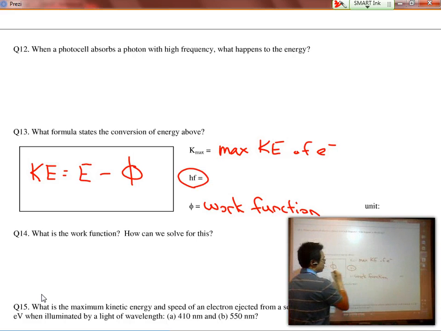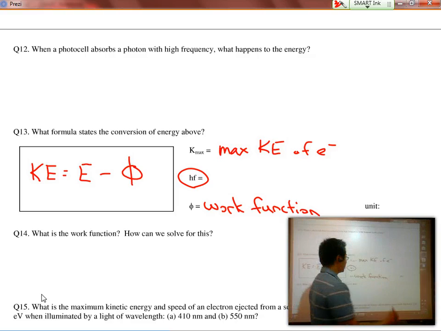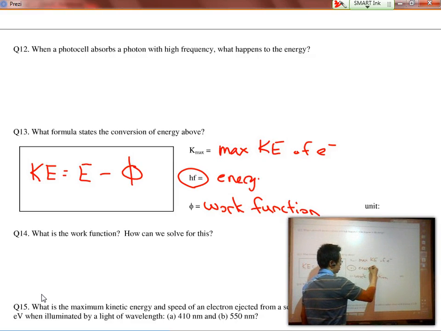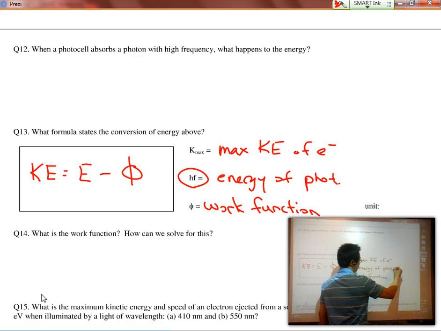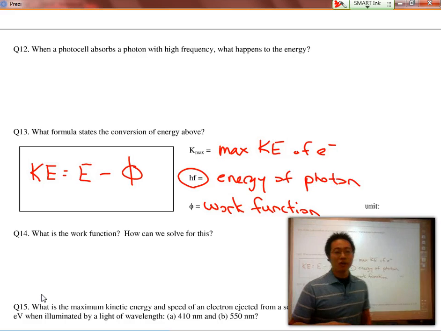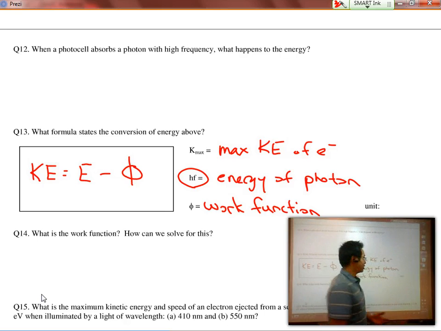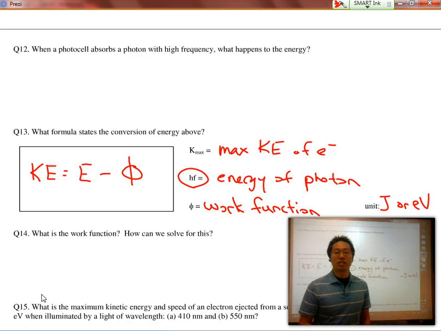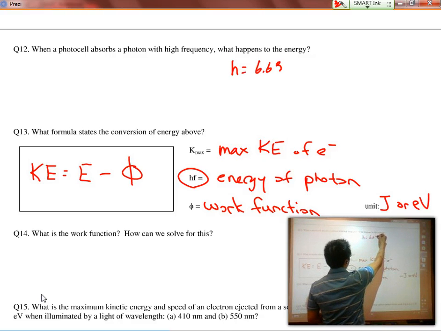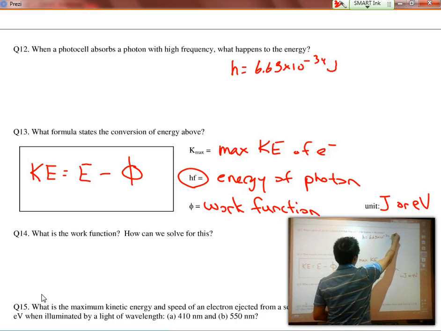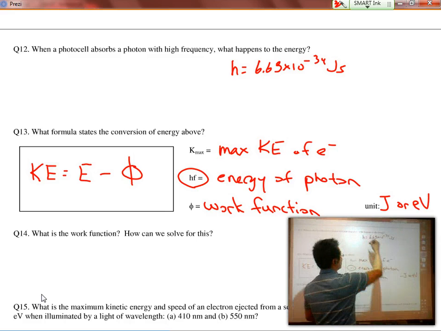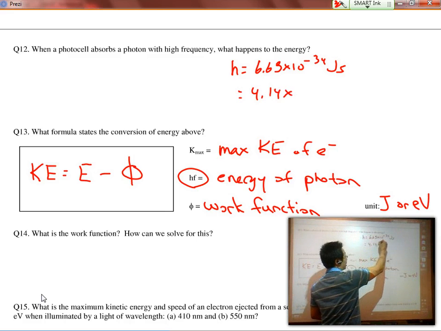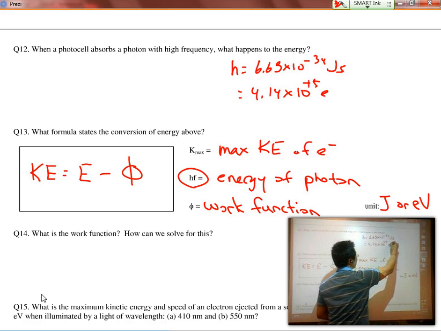This hf is just a reminder that, of course, the energy of a photon is equal to hf. So this is still the energy of the photon. And whenever we're dealing with energy, we can deal with it either in joules or electron volts, depending on whether we're using Planck's constant as 6.63 times 10 to the negative 34 joule seconds, or 4.14 times 10 to the negative 15 electron volt seconds.